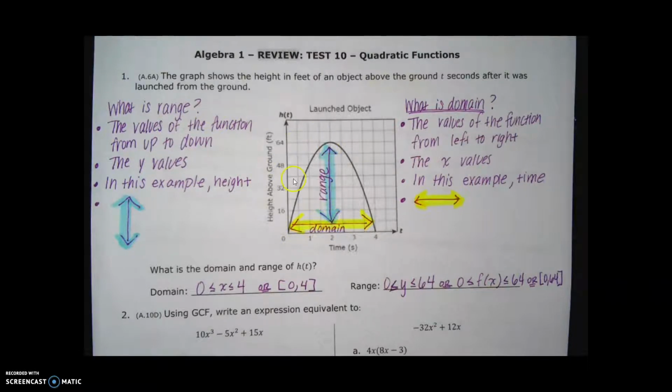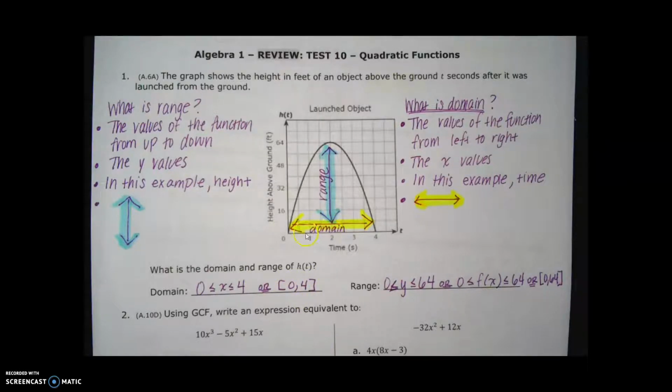So we talked about this first example. If somebody is standing here and they launch an object off the ground and back onto the ground again, the domain would be the X values, so it goes from 0 to 4. You'll likely see your exam choices written like this, or you could write it [0, 4] with brackets around it.